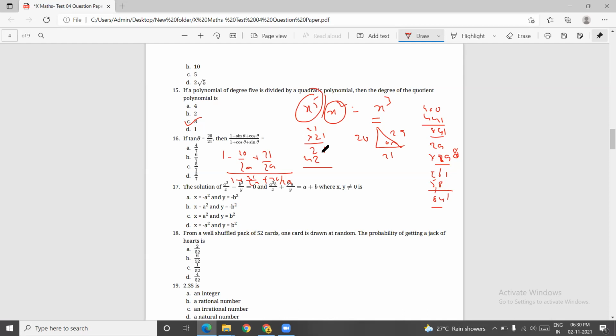So the right answer: 29 plus 21 is 50, minus 20 is 30. 30 by 70 is the answer. 30 by 70, which is equal to 3 by 7. Option D. Am I right? Students, option D is the right answer.